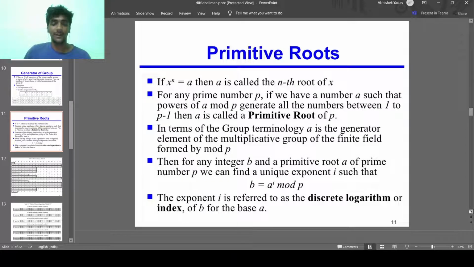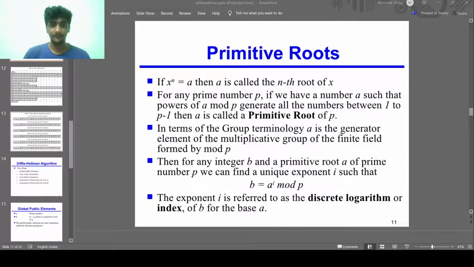So moving on to primitive roots. If x raised to power n is equal to a, then a is called the nth root of x. So for any prime number, let's say p, if we have a number a such that powers of a mod p generate all the numbers between 1 to p minus 1, then a would be called the primitive root of p. So in terms of group terminology, a is the generator element of the multiplicative group of the finite field formed by mod p.